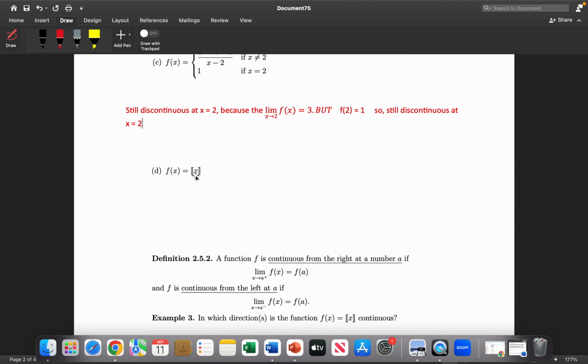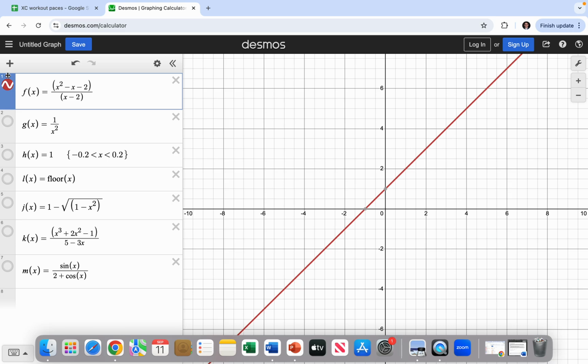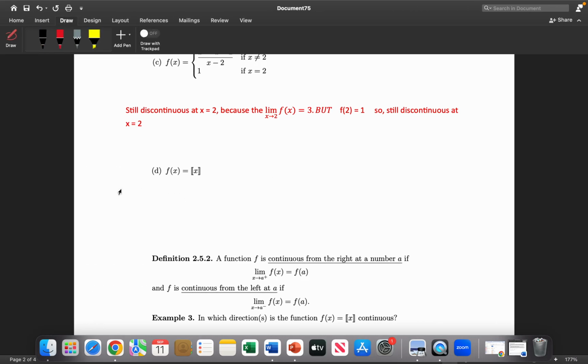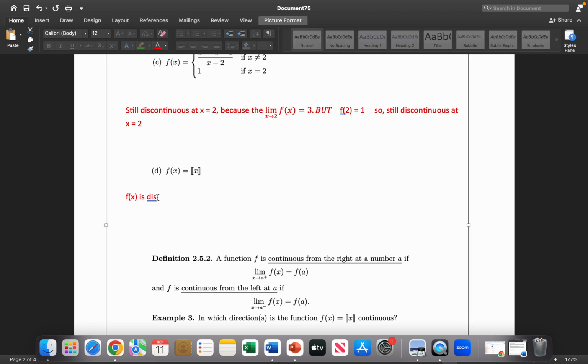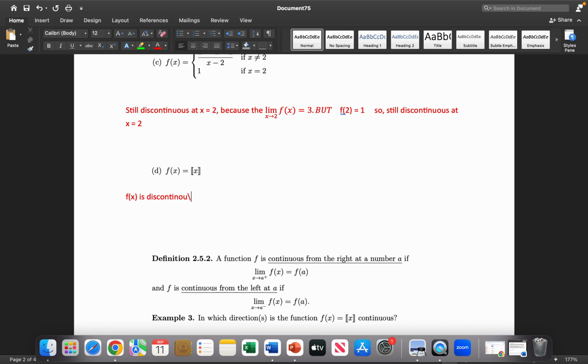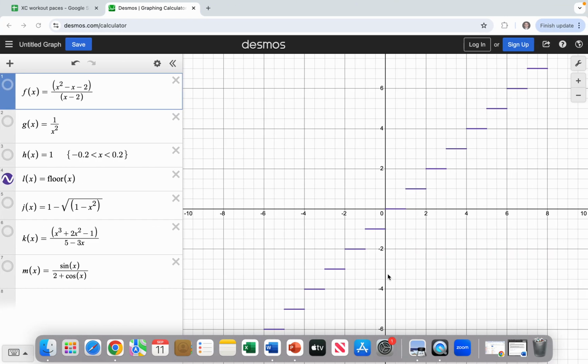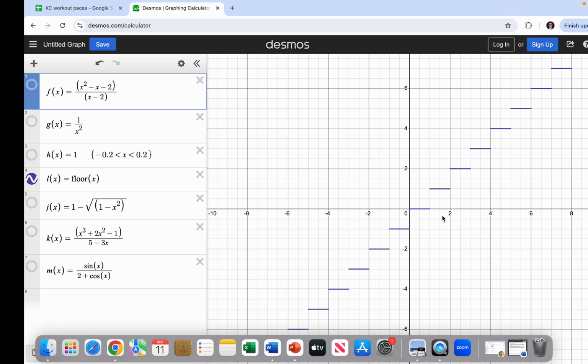Our floor function, this is where we round down, looks like this. Our floor function is discontinuous at every single integer, because at every integer I have a jump. So if I were to graph this, f of x is discontinuous at all integer values, because at all integer values I've got these jumps at 0, at 1, at 2. I'm jumping up to a new flat line.